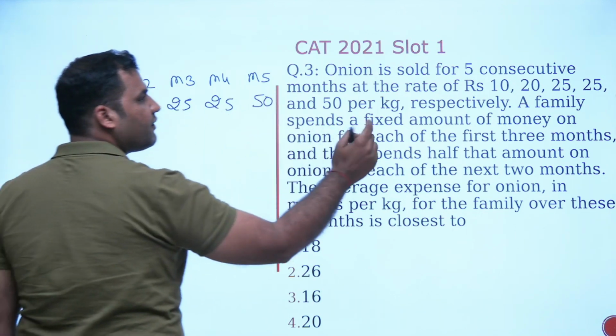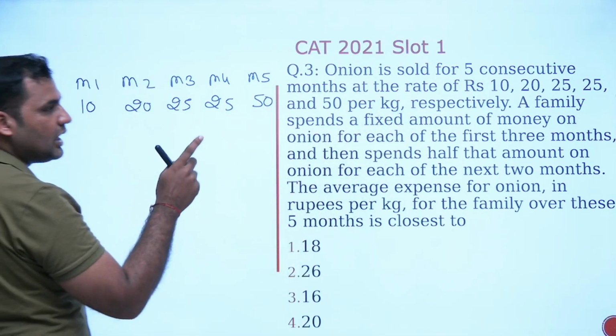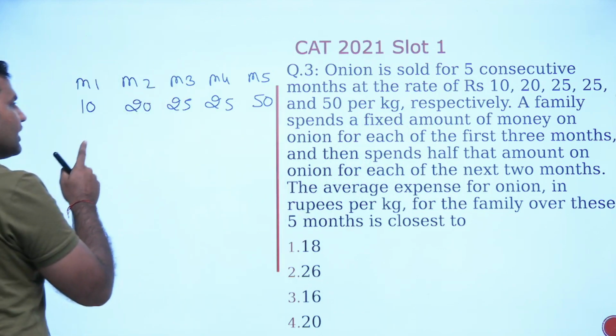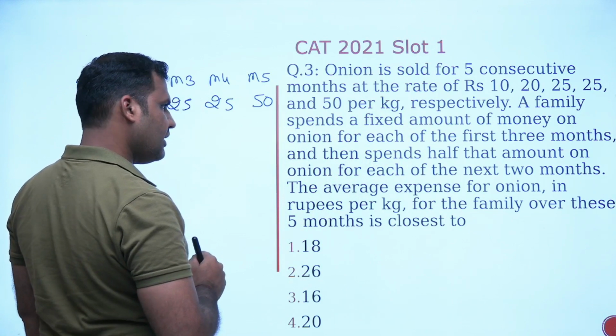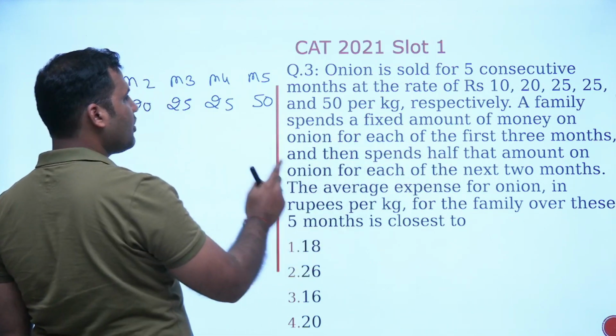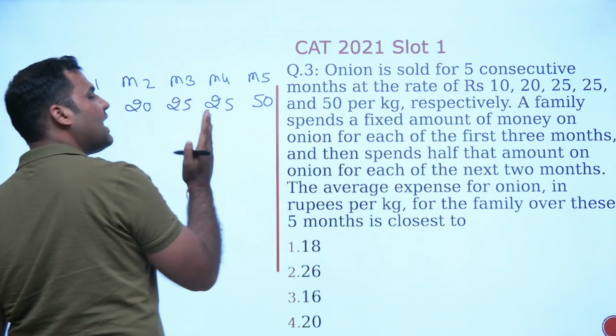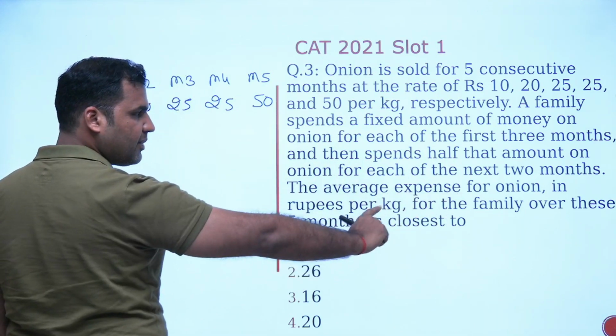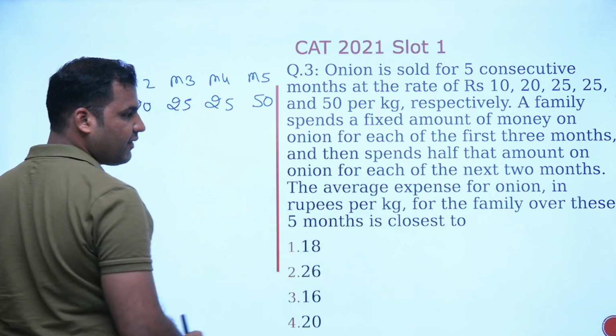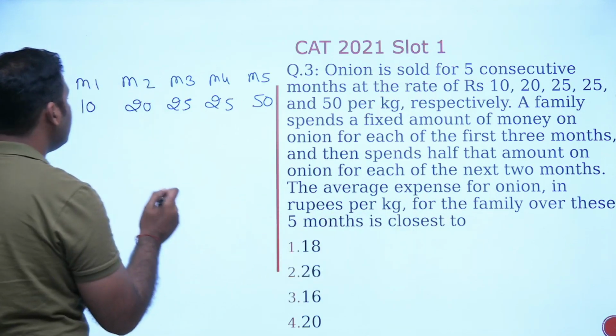A family spends a fixed amount of money on onion for each of the first 3 months. In the first 3 months they spent the same amount of money, right? And then spend half that amount, and half of what they spent in the first 3 months, they spent in months 4 and 5. The average expense for onion in rupees per kg for the family over the 5 months is closest to. A very simple question.